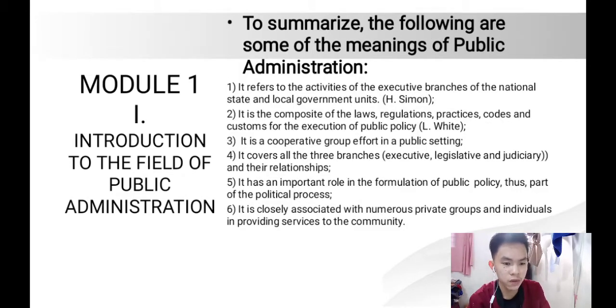Firstly, it refers to the activities of the executive branches of the national, state, and local government units. It is a composite of laws, regulations, practices, codes, and customs for the execution of public policy. It is a cooperative group effort in public settings. It covers all the 3 branches, which are the executive, legislative, and judiciary, and their relationship. It has an important role in formulating public policies, thus part of the political process. It is closely associated with numerous private groups and individuals in providing services to the community.